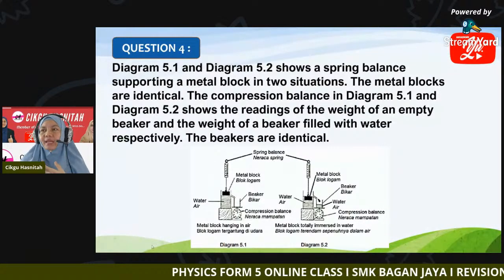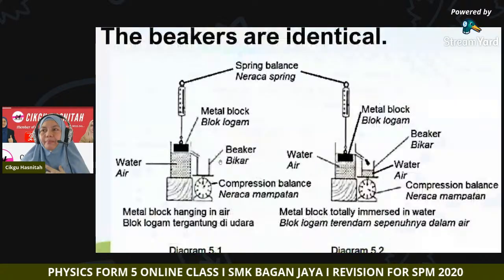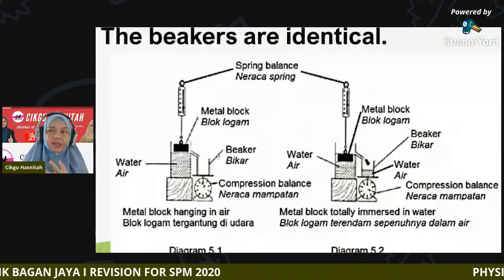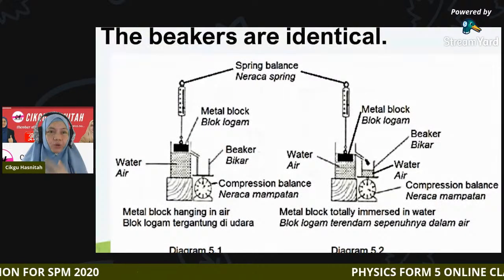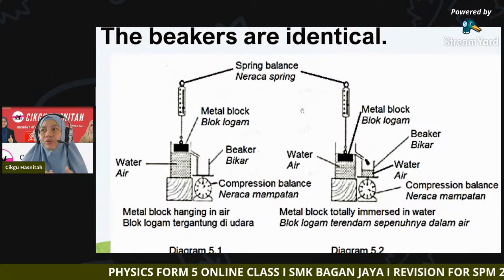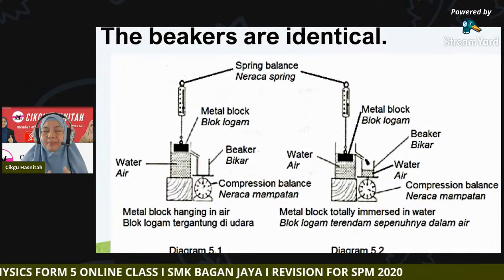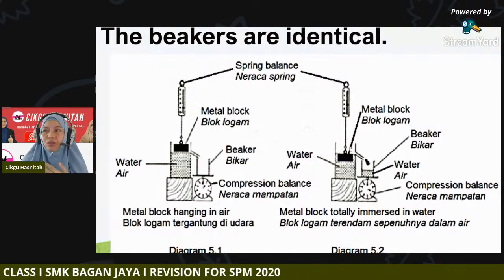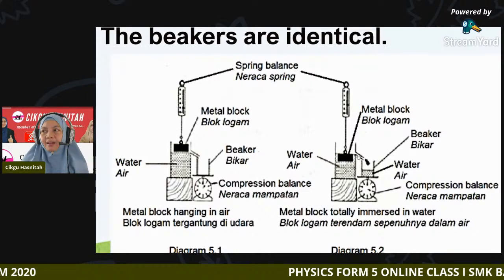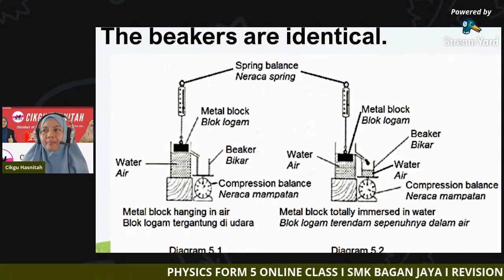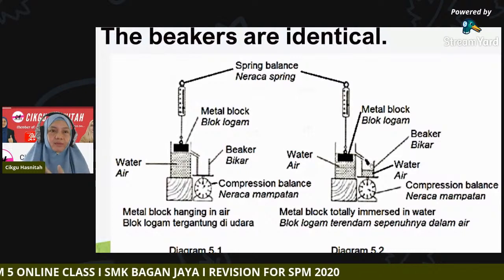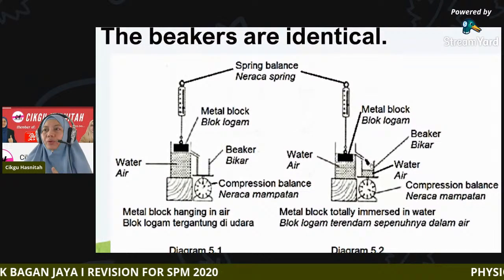So in diagram 5.1, it shows when the metal block is not yet immersed in the water. So the beaker is empty. While in diagram 5.2, once you immerse the metal block into the water, there will be water coming out from this eureka can, and it will be collected inside the beaker. So now you can see the beaker is containing water. All right. So what is the first question?